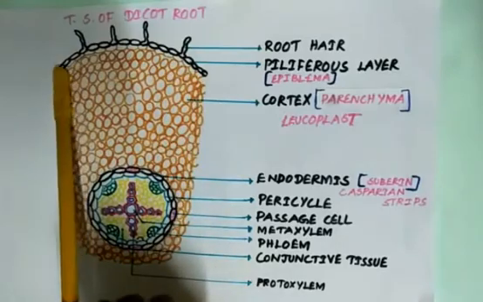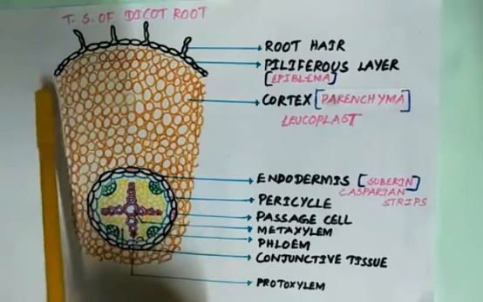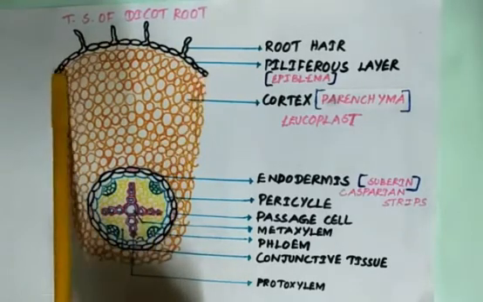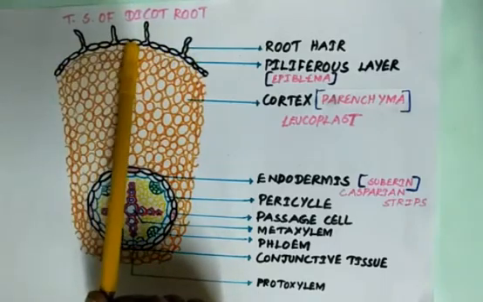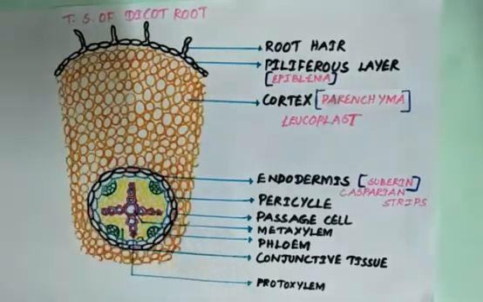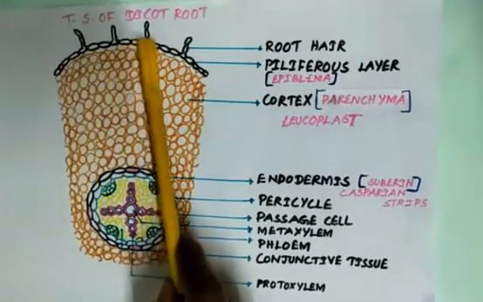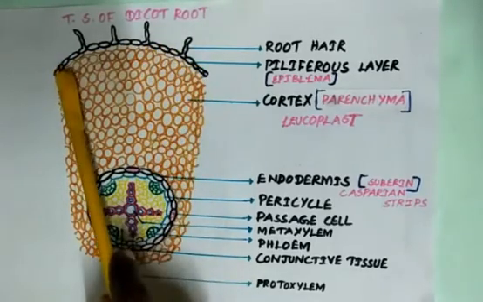Which type of cell is found in the piliferous layer? Parenchymatous cells. It is made up of parenchymatous cells. It is a single layer of closely arranged cells. There is no intercellular space. Here, there are no stomata and no cuticle. Stomata and cuticle are absent.